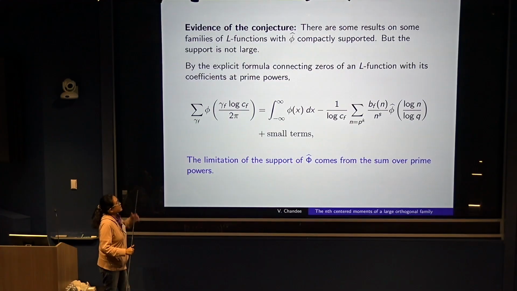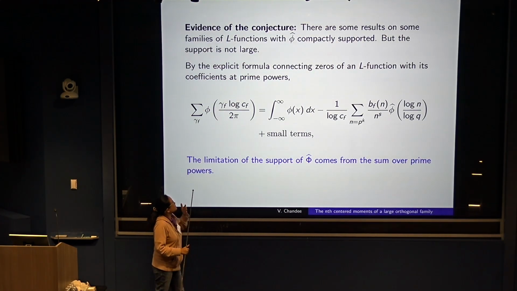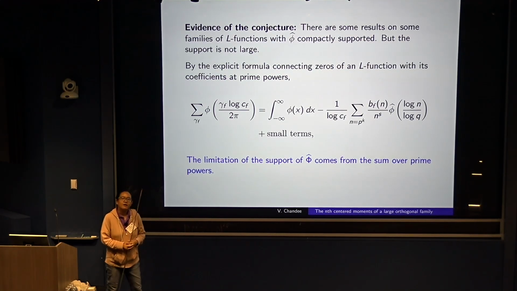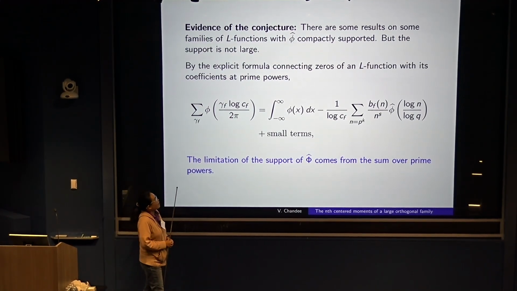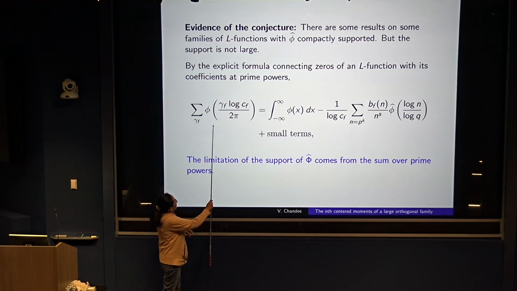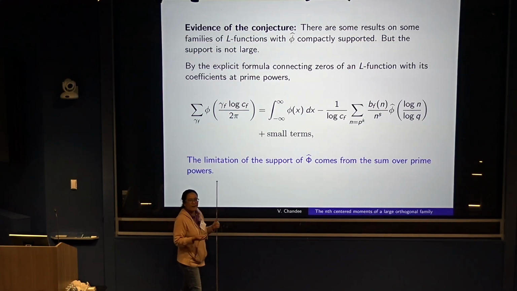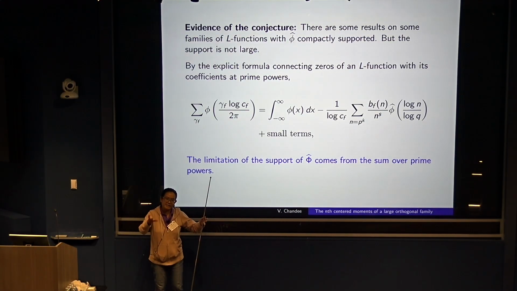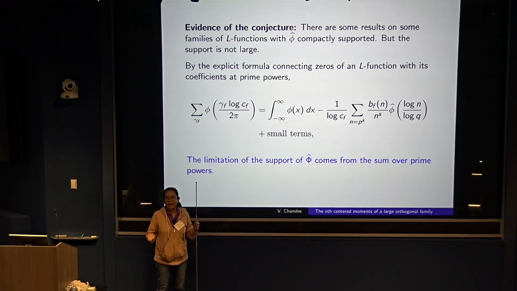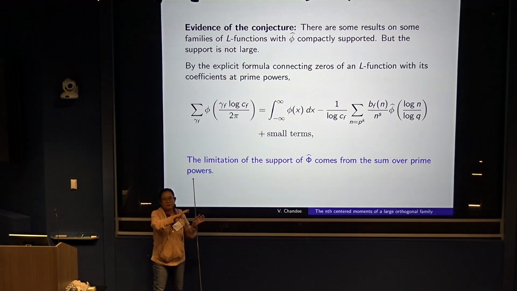So to compute this type of one-level density, the first step is to use the thing called the explicit formula, which connects the information of zeros of the L function with the coefficients at prime powers. And if you're familiar with the proof of the prime number theorem, that's one example of how to use an explicit formula: if you want to know information about primes, you can get it from the zeros of the Riemann zeta function. But this one, you're going to go the other way.